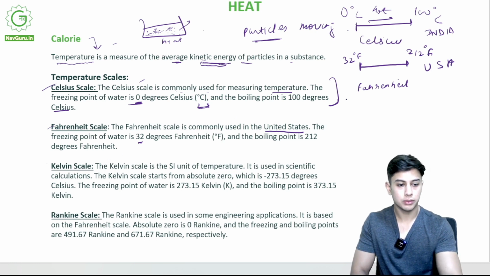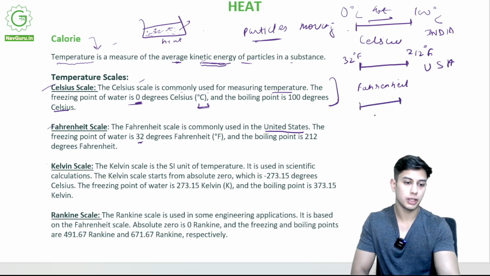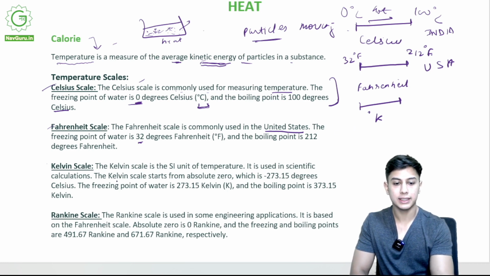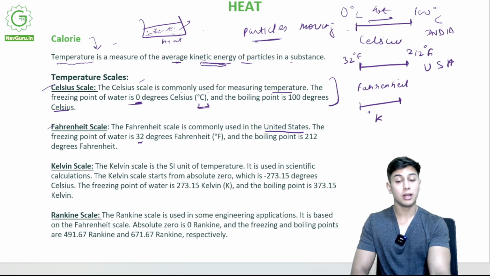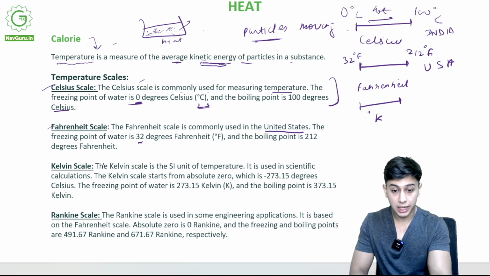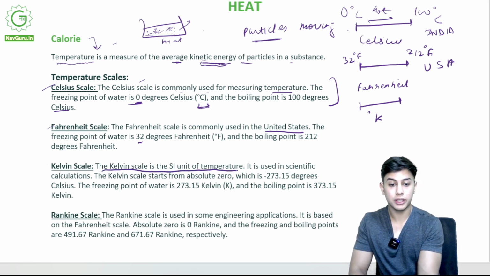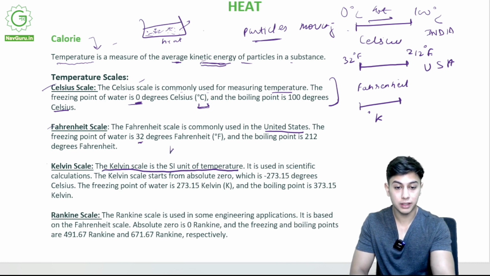Kelvin scale. Another person was Kelvin, degree K. What did he say? The Kelvin scale is the SI unit of temperature. So remember, the international standard scale of temperature is Kelvin. The SI unit is Kelvin, not degree Celsius, not degree Fahrenheit, but Kelvin.